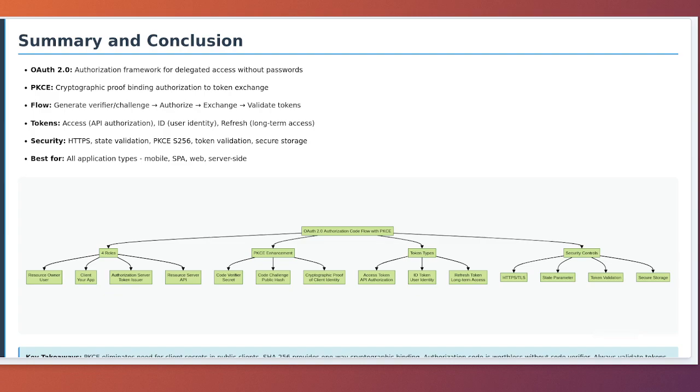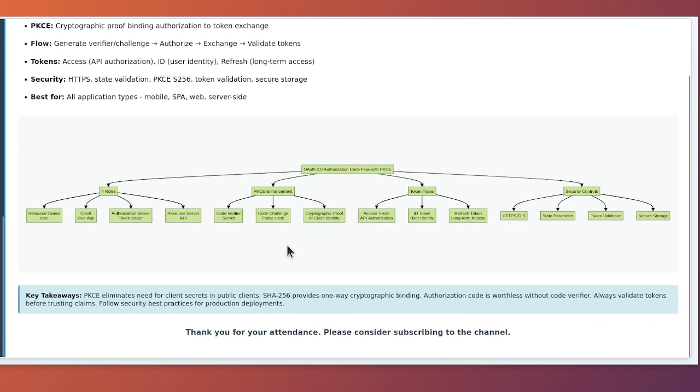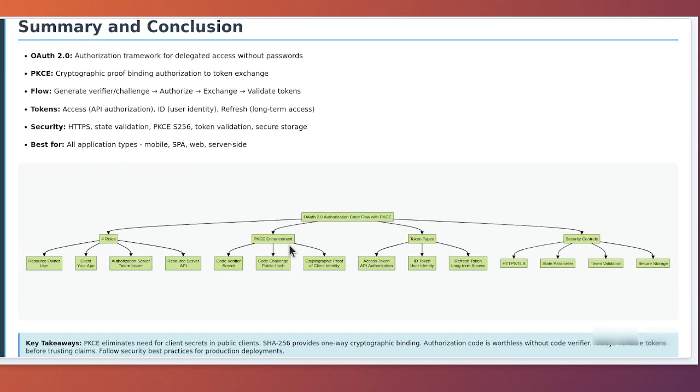PKCE enhances security through a cryptographic challenge response mechanism. The client generates a code verifier. It then computes its SHA-256 hash as the code challenge. The client sends this challenge during authorization, and provides the verifier during the token exchange. The authorization server verifies that the verifier hashes to the challenge, providing cryptographic proof that the same client completed both steps. This prevents authorization code interception attacks without requiring client secrets, making it perfect for public clients.